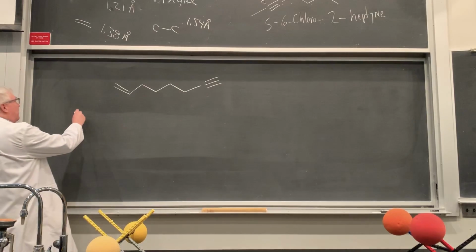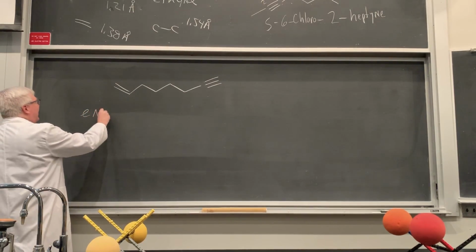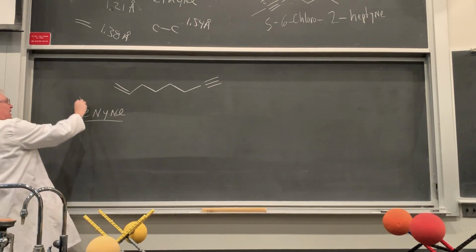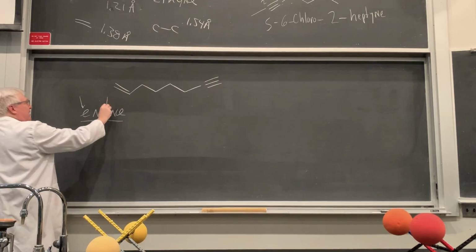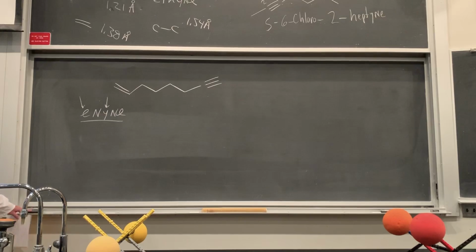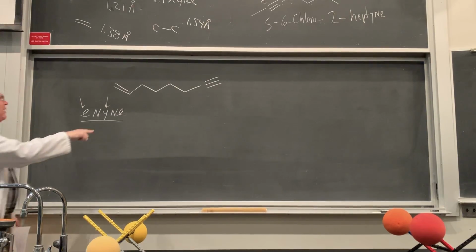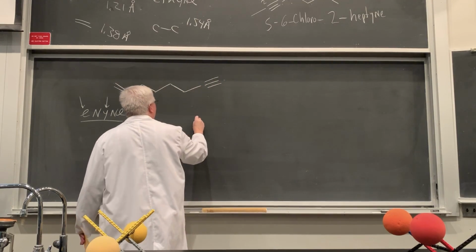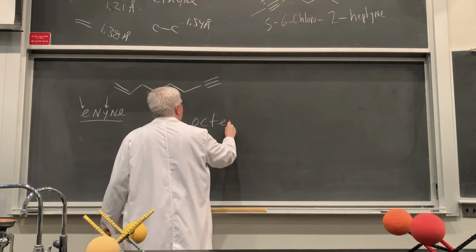Well, this is in the family of enynes. And enynes are just what they mean. If you have an alkene present, there's the number we'll need for that, and then an alkyne. And then the parent is whatever it is. So 1, 2, 4, 5, 6, 7, 8. So this is an octene-yne.